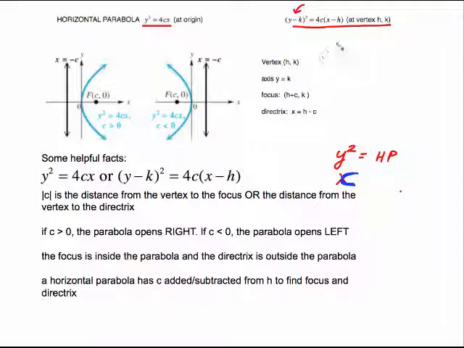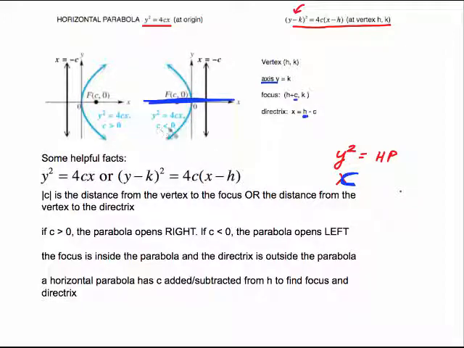So we've got our vertex at (h, k). Our axis of symmetry this time is y equals something, because it is a sideways parabola. That axis of symmetry is going to go through the origin this way. So it is a horizontal line. Since it's a horizontal parabola, the axis of symmetry is a horizontal line. Focus, because it is a horizontal parabola, means you're going to add and subtract c from h, h being the x part, which is the horizontal part of the vertex.